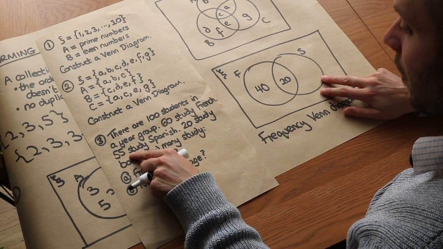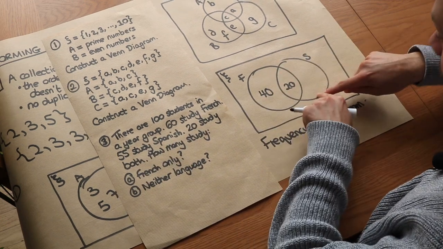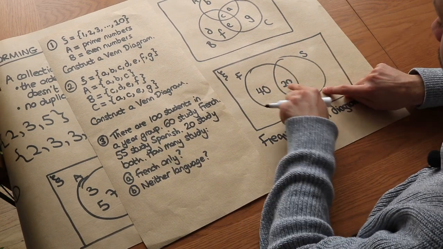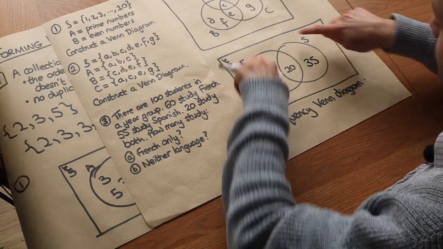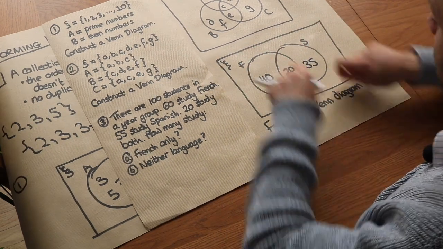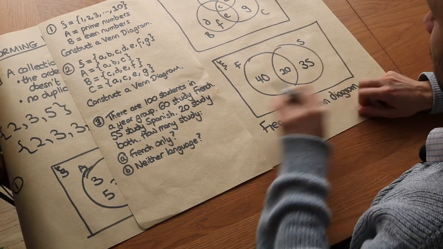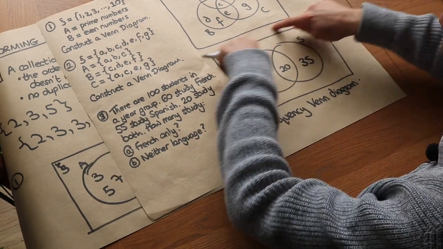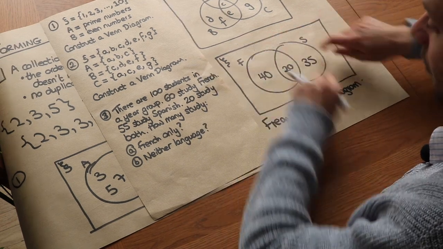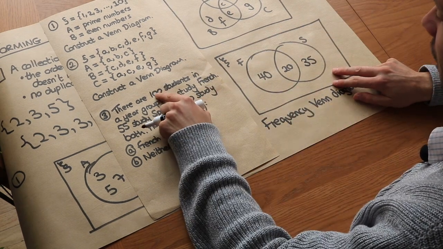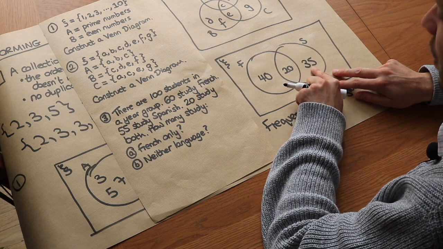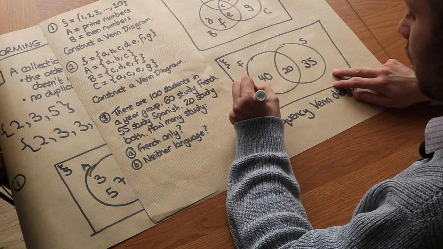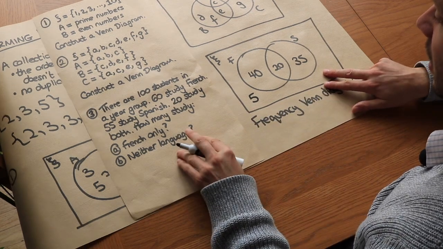Now it also says 55 study Spanish, so the total in this circle is 55, and 55 minus 20 is 35. And then we've just got the number to work out outside. So how many people study neither French nor Spanish? Well, we know that all of these numbers in the whole Venn diagram have to add up to 100 because there's 100 students. So if we add up these 3, we've got 40 plus 20 is 60 plus 35 is 95. So there must be 5 students left who study neither language.